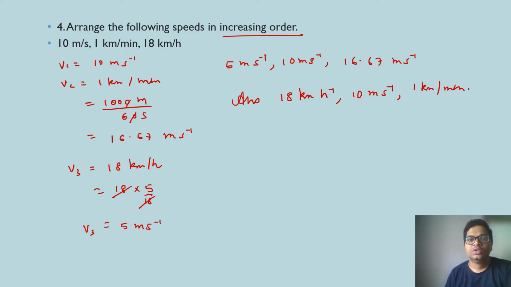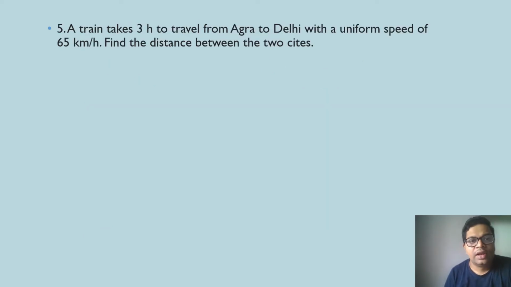So this is the increasing order that they have asked for. Okay. Let's move to the next question. A train takes 3 hours to travel from Agra to Delhi with a uniform speed of 65 km per hour. Find the average distance covered by two cities.